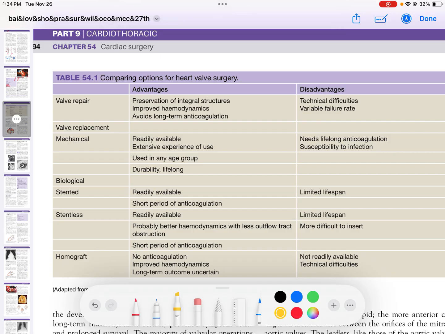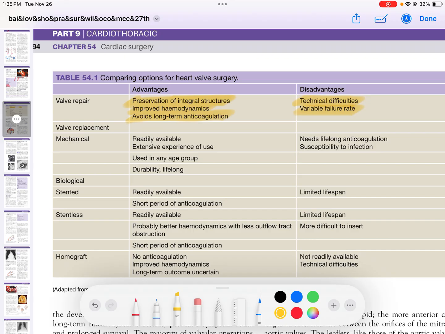Valve repair. Advantages: preservation of integral structure, improved hemodynamics, and avoiding long-term anticoagulation. Disadvantages include technical difficulties and a variable failure rate.